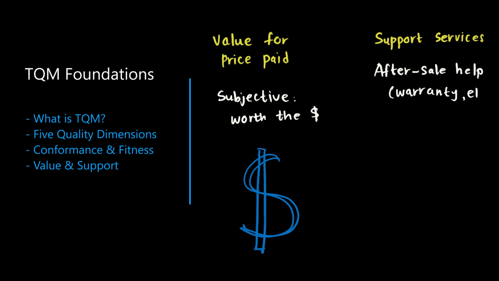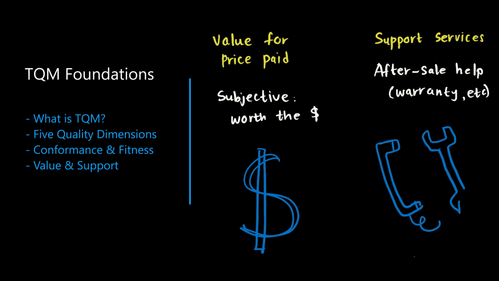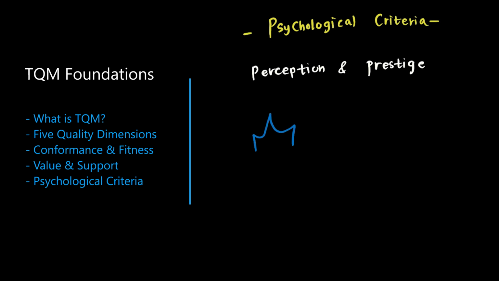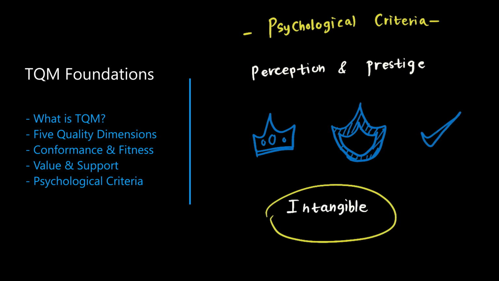Fourth, support services is about everything that happens after the sale. A car company that offers a great warranty, easy-to-schedule service appointments, and a helpful roadside assistance program is delivering high-quality service, even if the car itself is just average. Finally, psychological criteria is all about perception. It's the prestige of a luxury brand, the feeling of safety associated with a certain airline, or the ambience of a high-end restaurant. It's intangible but incredibly powerful.